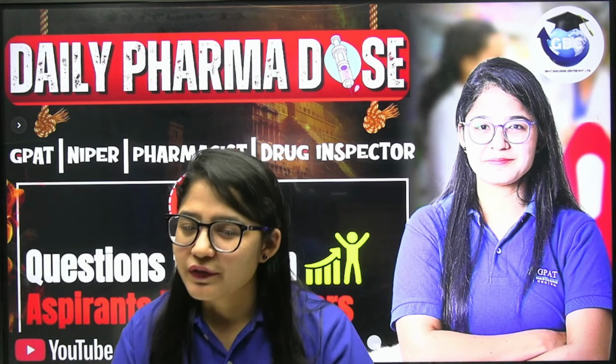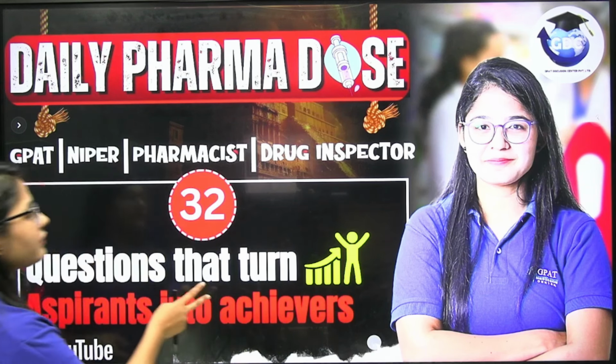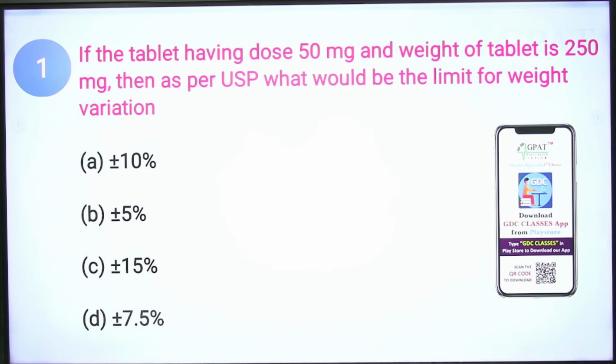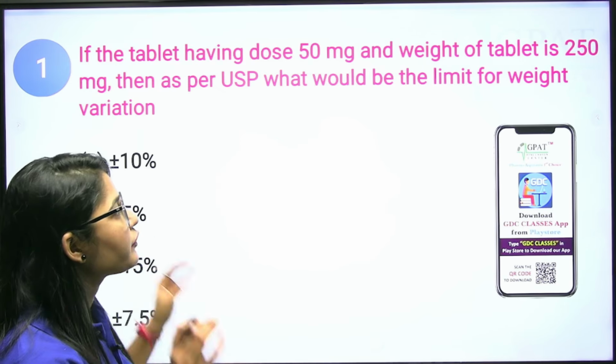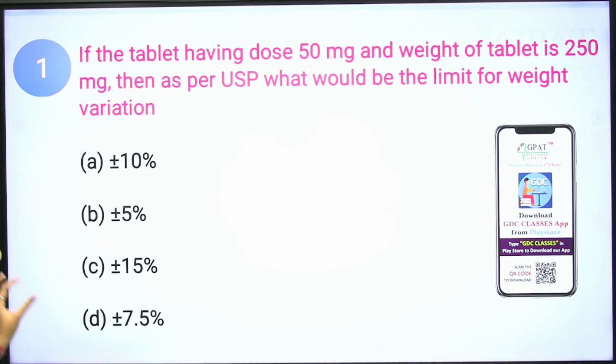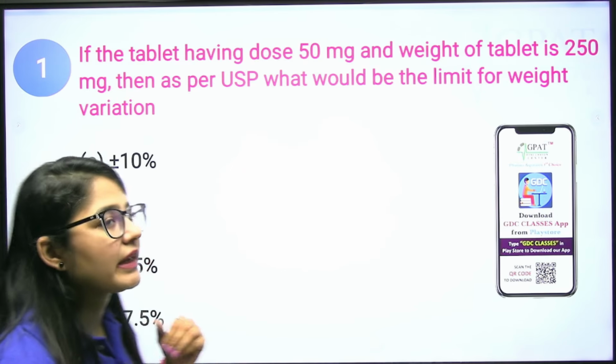So with these beautiful and motivating words, let's move on with our session, with our question number 1, which says: if the tablet having dose 50 mg and weight of tablet is 250 mg, then as per USP, what would be the limit of weight variation?